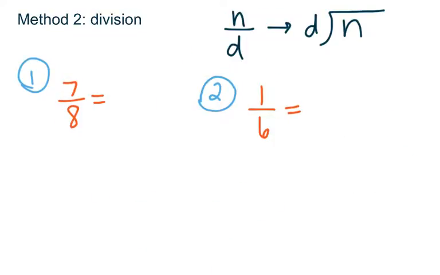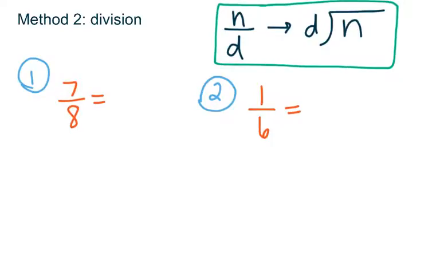Let's go ahead and take a look at our second method. Our second method is using division. And this is going to be very important that you look at the picture that I'm currently outlining in green. You'll notice that I have a sample fraction, numerator over denominator, and then I'm showing you how you would put that into a long division problem. So your numerator always goes inside and your denominator stays on the outside.